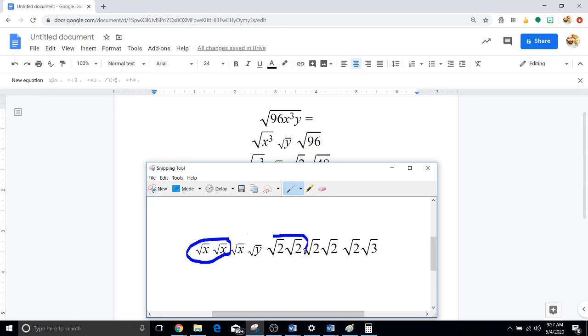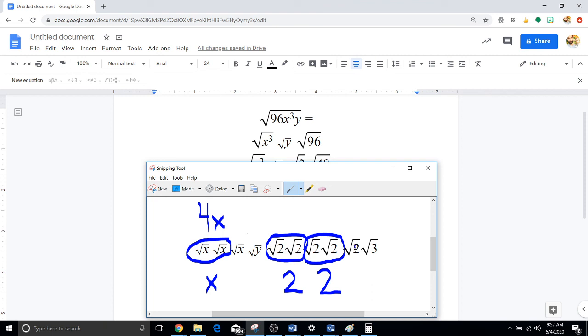Then we have a pair of 2's here and a pair of 2's here. Anytime you have a pair, you can pull one out. So one x is getting pulled out and two 2's are getting pulled out. Everything else remains inside. We multiply all of these together for the outside. 2 times 2 is 4. 4 times x is 4x. We're going to have a 4x on the outside.